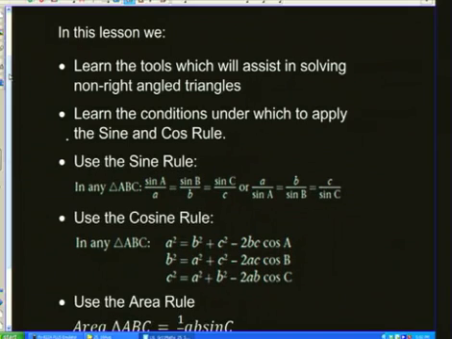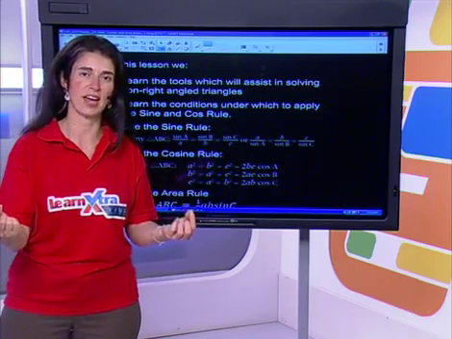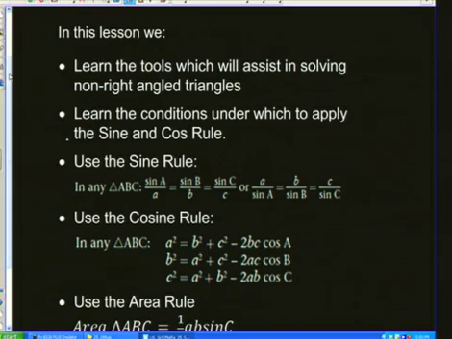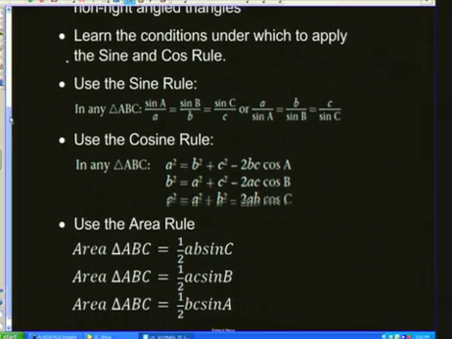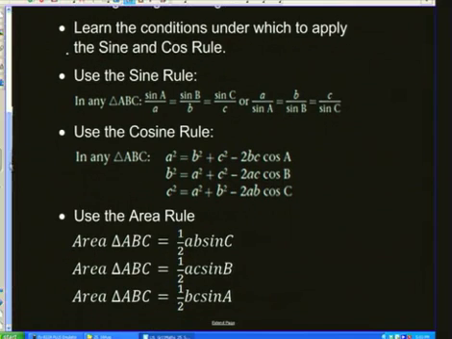What tools do we have available that will help us to solve non-right angle triangles? And when we talk about solving a triangle, we're specifically talking about the lengths of the sides and the size of the angles. That's how we solve a triangle. Under what conditions would we apply the sine and the cos rule? The fact that the sine rule is the ratio of the sine of an angle over the opposite side, the cosine rule, which is that formula, and then finally using the area rule. So those three rules are the tools that are going to enable us to solve for triangles.